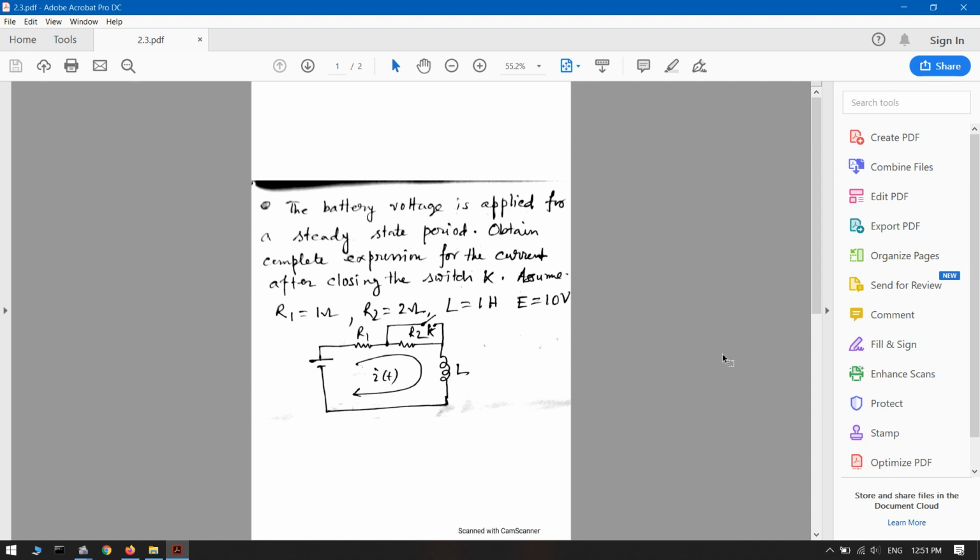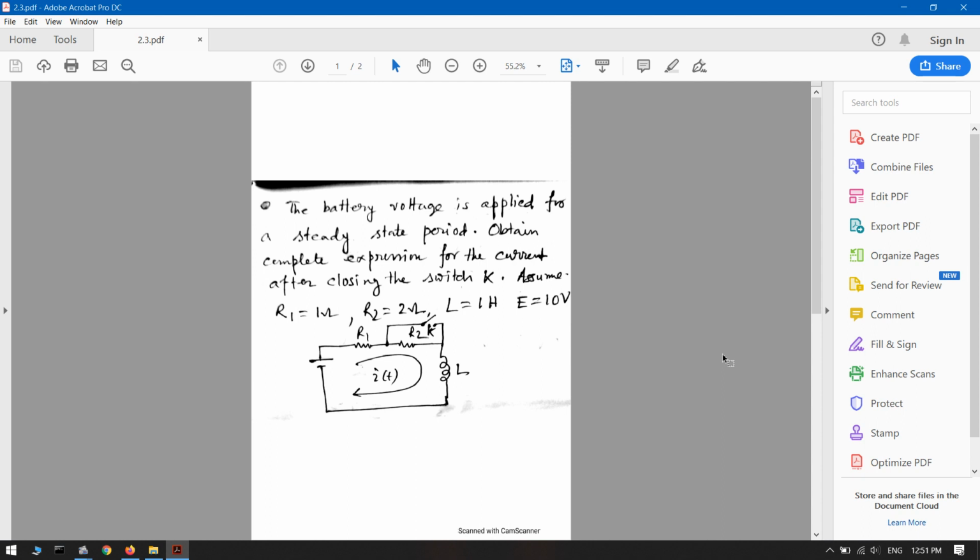Now come to the problem. Obtain the complete expression for the current after closing the switch. When the switch is closed, you have to find the current for steady state, not the initial current. Initially the current was flowing, and that current was 3.33 ampere. We have already calculated that.